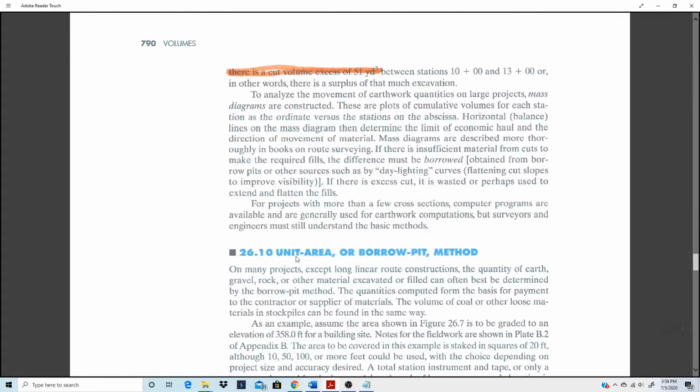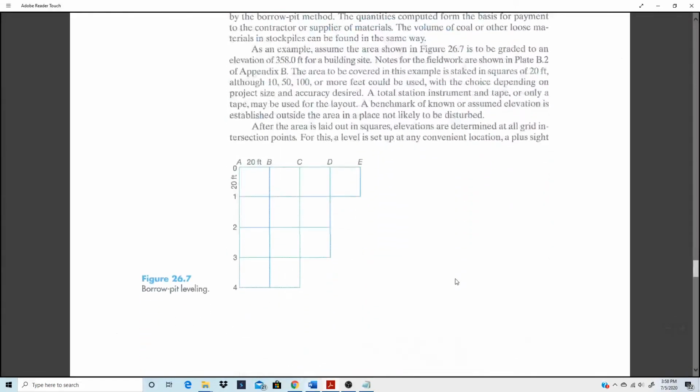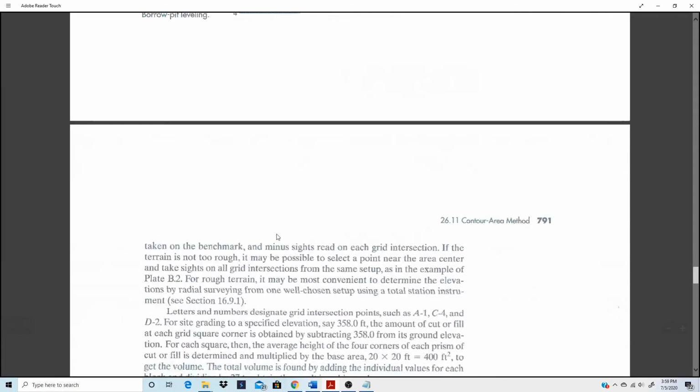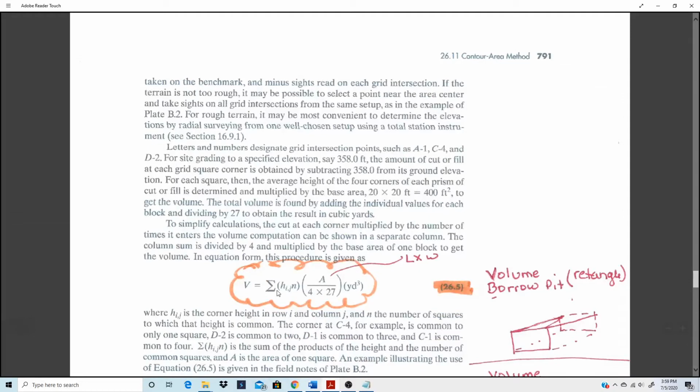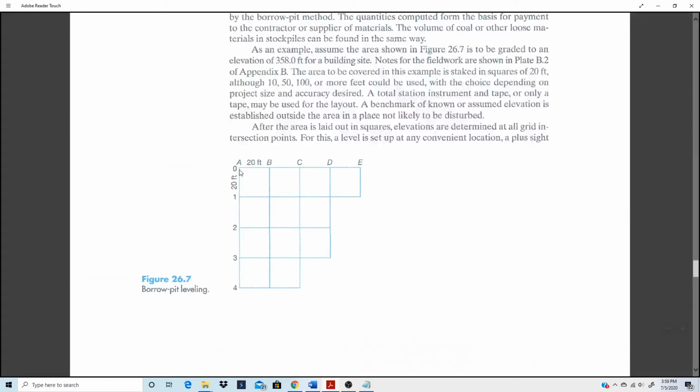Borrow pit is the next one, unit area or borrow pit. So here's an example. They did 20 by 20 sections. So a borrow pit is taking an average of 4 depths down. So if I wanted to find a volume of this area right here, and I've made some notes for you, it's going to be a summation of all 4 corners. So that's what that means, summation. So I would add, let's say if I got 2, 2, 2, 3, 4. I would add all 4 together.